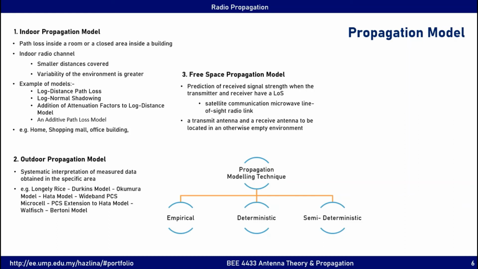The free space propagation model assumes a transmit antenna and receive antenna to be located in an otherwise empty environment. Neither absorbing obstacles nor reflecting surfaces are considered. In particular, the influence of the Earth's surface is assumed to be entirely absent. An example of the free space propagation model is prediction of received signal strength when the transmitter and receiver have a direct line of sight, such as in a satellite communication link between a satellite and a ground station.